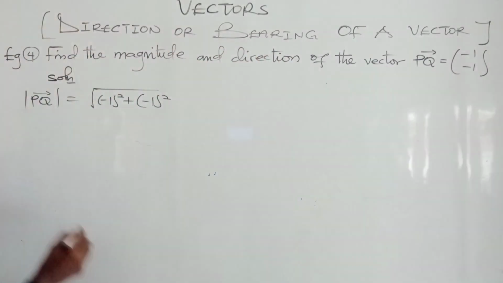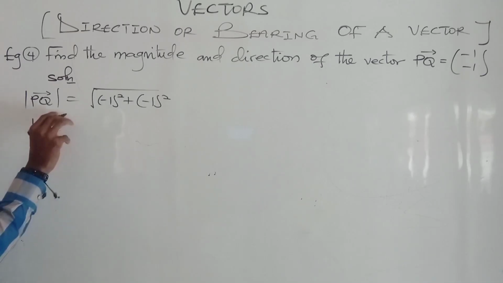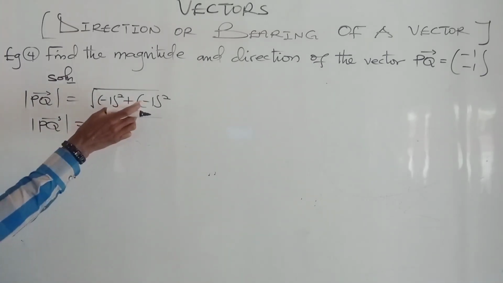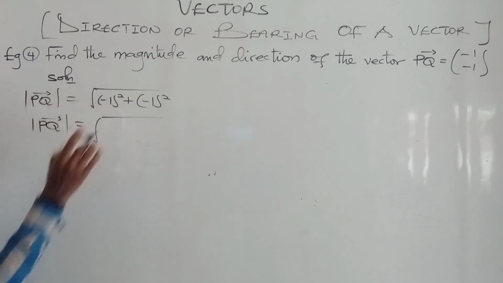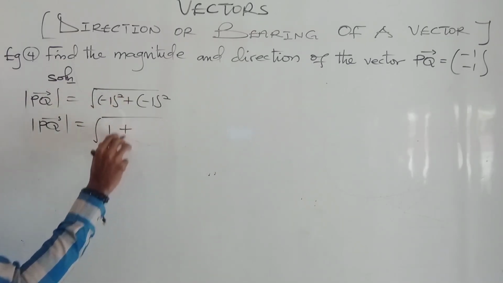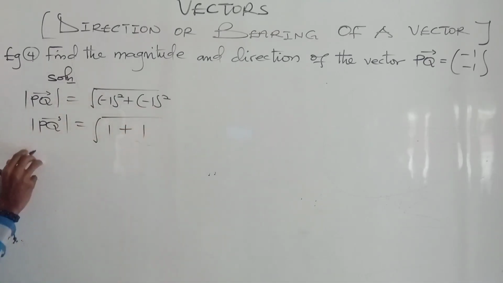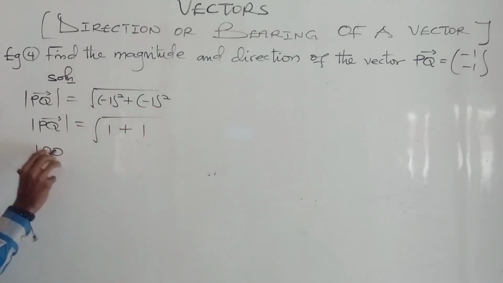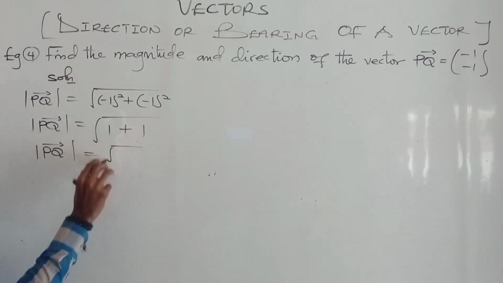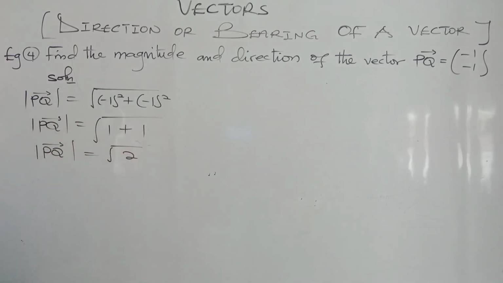So let's go ahead. The magnitude of the vector PQ will be equal to the square root, then you simplify what is under the square root sign. (-1) squared gives +1, plus (-1) squared gives +1. Let's simplify further. The magnitude of vector PQ will be equal to the square root of 1 plus 1, which is 2. So we have the square root of 2.